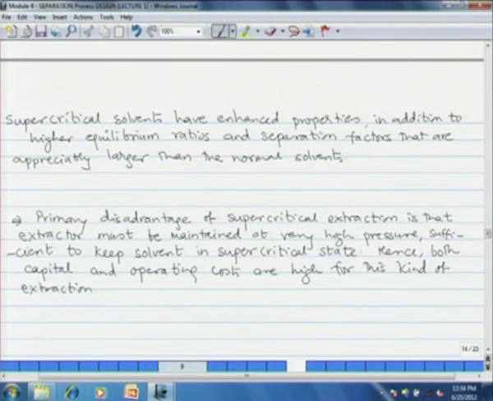The primary disadvantage of supercritical extraction, however, is that the extractor must be maintained at very high pressure, sufficient to keep the solvent in the supercritical state, and therefore the capital and operating costs are high for this kind of extraction. So, this point has to be noted when we talk of the advantages of supercritical solvents.